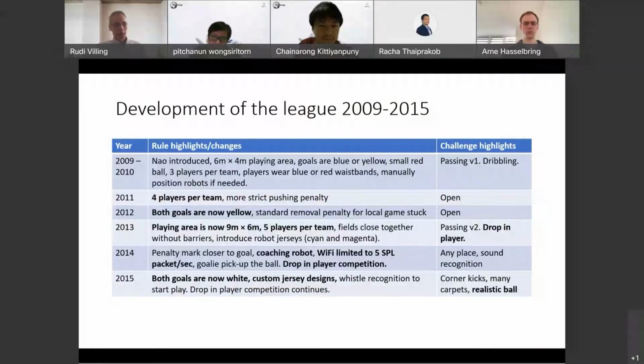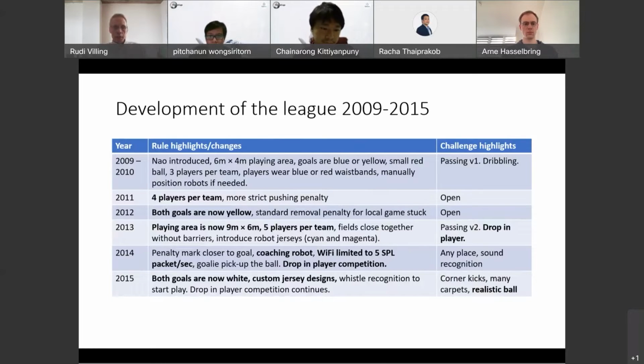So now I want to talk a little bit about the development of the league since 2009. So 2009 is when we switched over from the four-legged league to the standard platform league as we know it now, using the Nao robots.